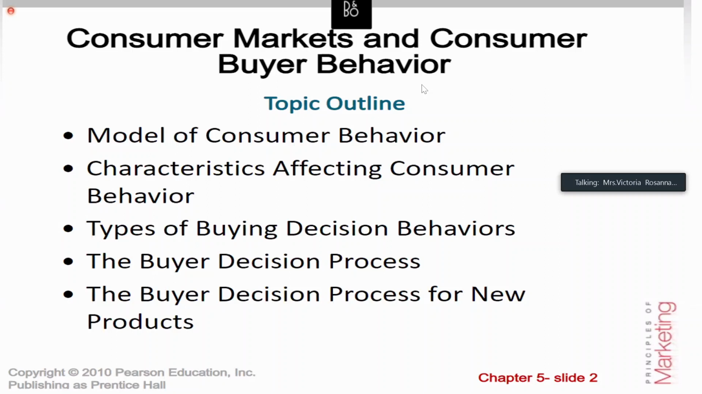So we first go through the elements, and then we move on to identify the characteristics, that is, what sort of features have an impact on consumer behavior. Besides that, we will also gain an understanding of buying decision behavior. There are mainly four types we will come across, so we will be looking at those four types of buying decision behavior.